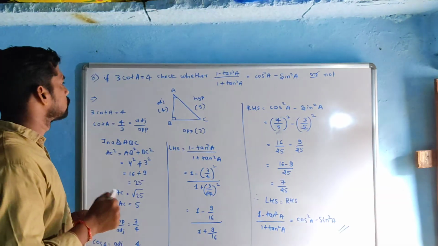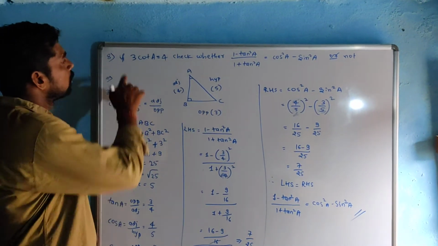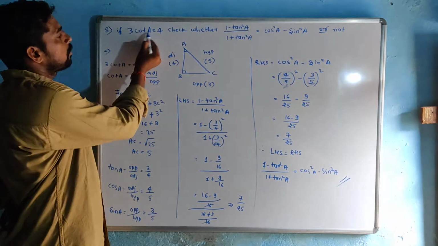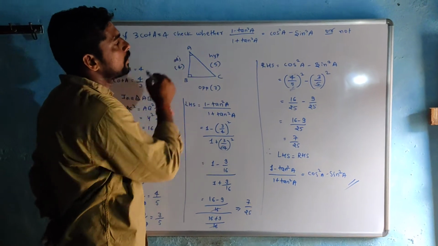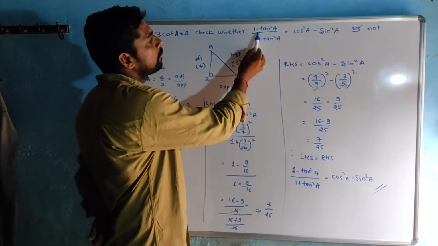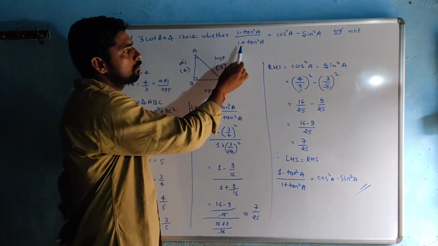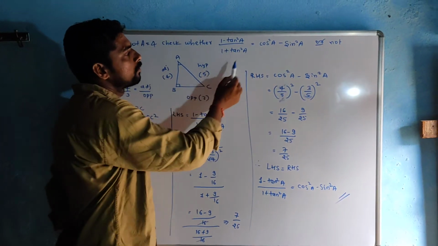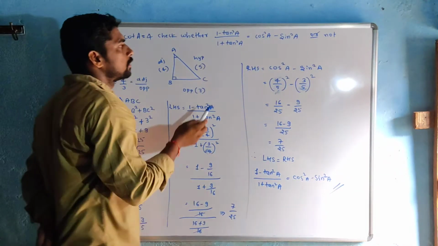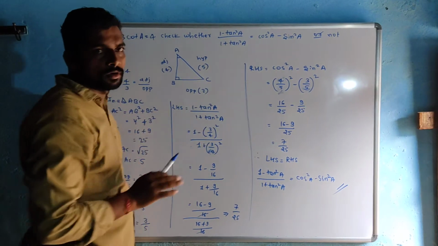One. See here, 8th one. If 3 cot A is equal to 4, he gave 3 cot A is equal to 4. Check whether, see here, this is LHS, this is RHS: 1 minus tan square A divided by 1 plus tan square A is equal to cos square A minus sin square A or not. He said both are equal or not.